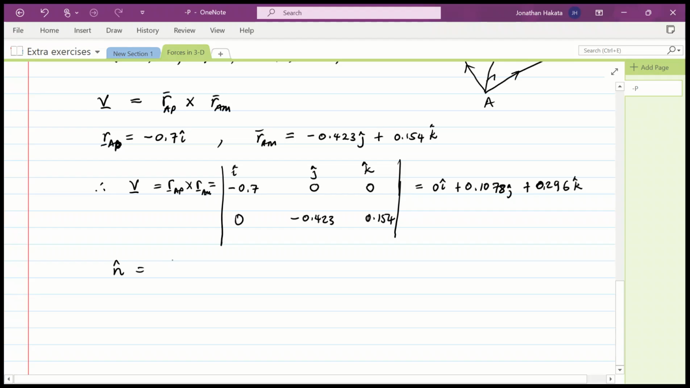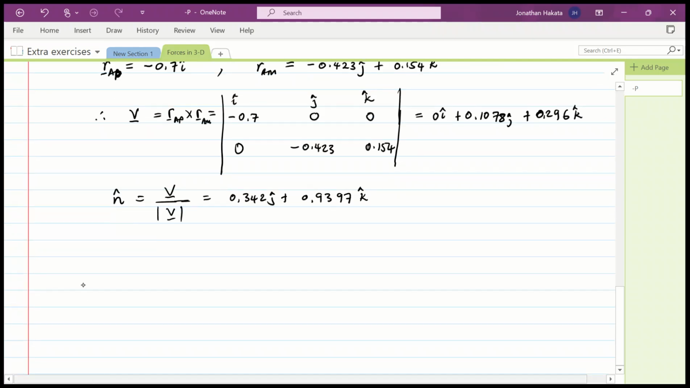Immediately we can tell what is N. The unit vector is given by V divided by its modulus. Divided by the modulus of V, which is equal to, if you do the math, you are going to get 0.342 J plus 0.9397 K. Until now, we are doing great, guys. We are doing great. So, we now know what is N and EAB.